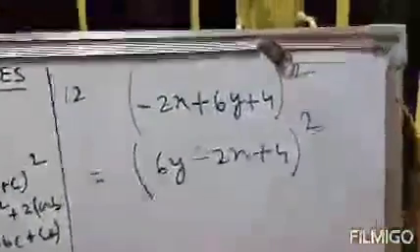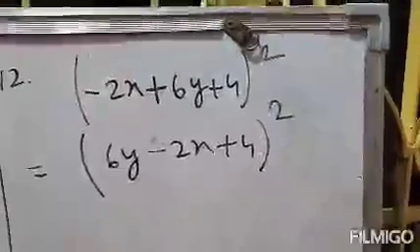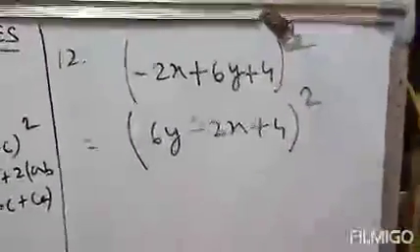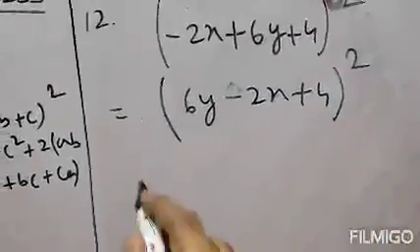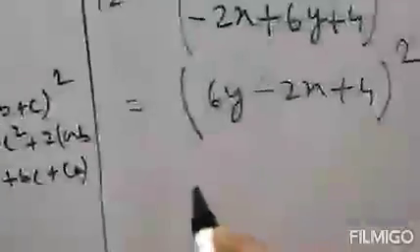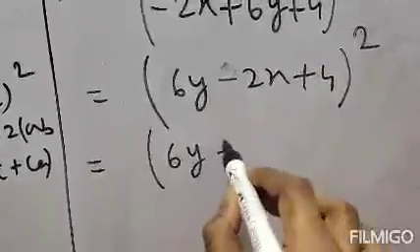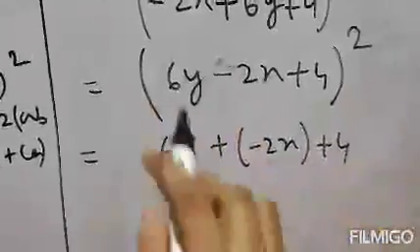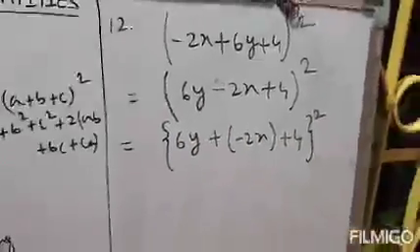Clear? So we have arranged that 6y, it is a plus sign, so 6y takes first. Clear? Then minus 2x and then plus 4. Now the question has a minus sign, so therefore we will first arrange before putting this in the formula, because the formula has no minus sign. So that is clear to you. That means it is 6y plus minus 2x plus 4. Clear? This is square. That means a plus b plus c whole square.